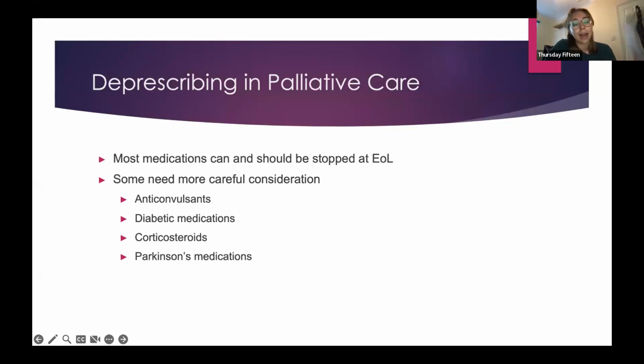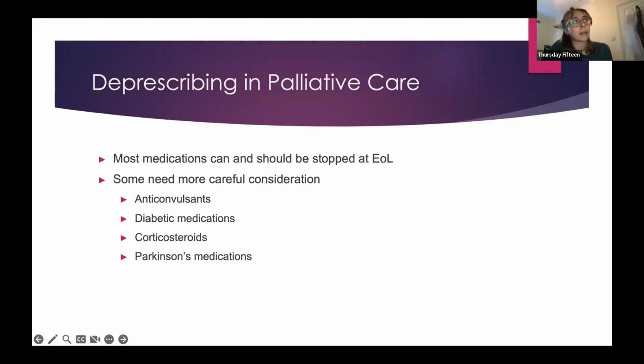Some meds need more careful consideration. So things like anticonvulsants, diabetic meds, steroids, and Parkinson's meds. We need to think about when is best to stop them or how to stop them. Do we need to taper them or do we just cut them out? Do these meds need a replacement? And what do we do when the oral route is lost at the end of life? So can we use patches or subcut routes for these medications?